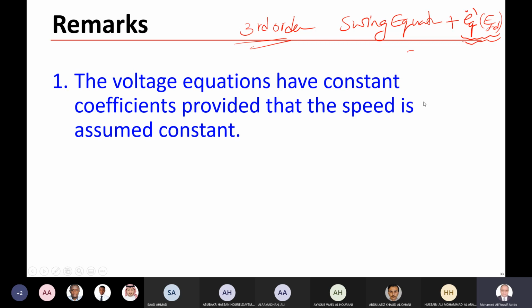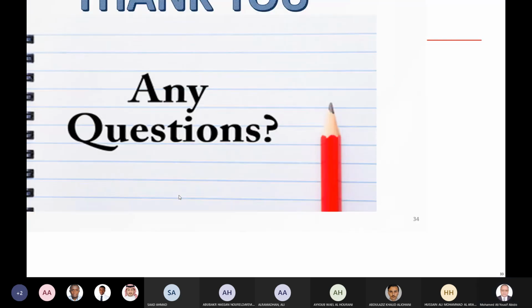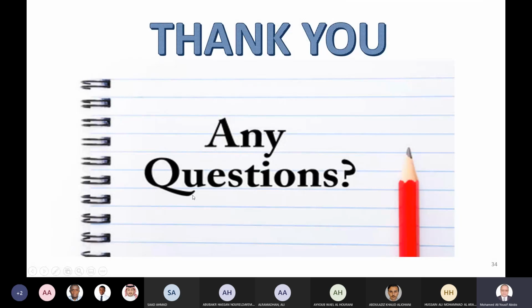The voltage equations have constant coefficients provided that the speed is assumed constant, and the equation of V0 is not coupled to other equations and can be treated separately. And this gives you the synchronous generator representation, or modeling, the electrical part of the synchronous machine.